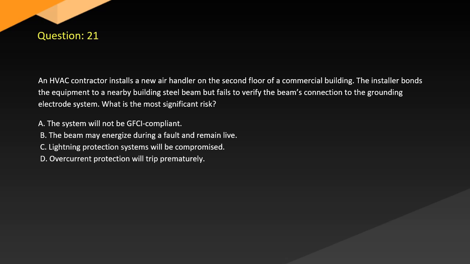Question 21. An HVAC contractor installs a new air handler on the second floor of a commercial building. The installer bonds the equipment to a nearby building's steel beam but fails to verify the beam's connection to the grounding electrode system. What is the most significant risk? A. The system will not be GFCI compliant. B. The beam may energize during a fault and remain live. C. Lightning protection systems will be compromised. D. Overcurrent protection will trip prematurely.